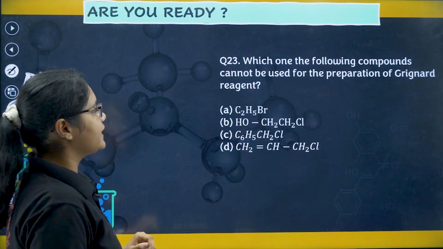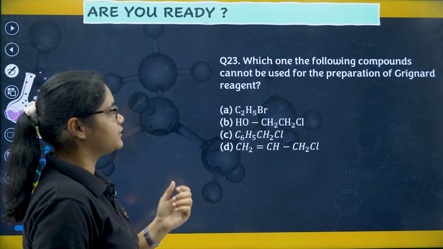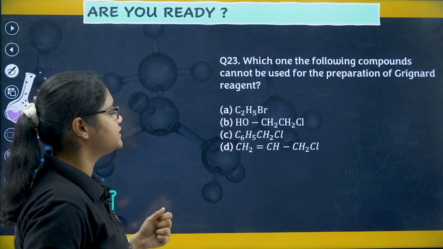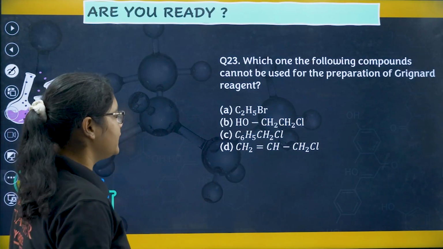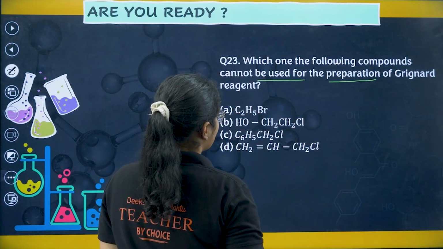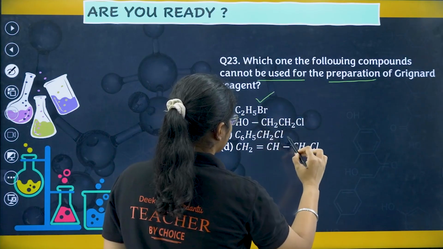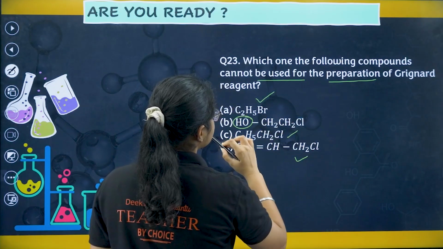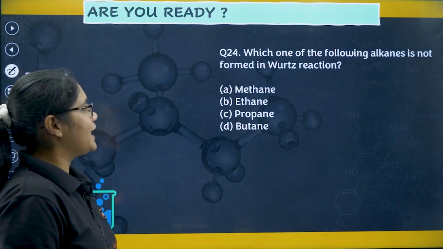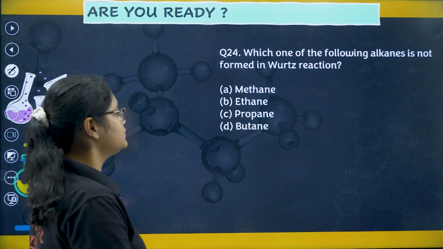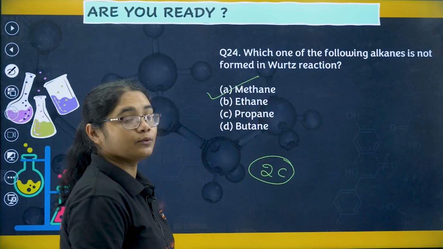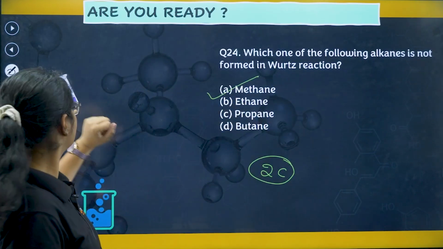Now moving to the next one: which of the following compounds cannot be used for the formation of Grignard reagent? For Grignard reagent, we cannot have any compound having an acidic hydrogen group. We can use this one, this one, and this one, but here we cannot use it because it has an alcohol group. So that is why option B. Next, which one of the following alkanes is not formed in the Wurtz reaction? In the Wurtz reaction, the product will have at least 2 carbons. Methane has only 1 carbon, so that will not be the product formed here.